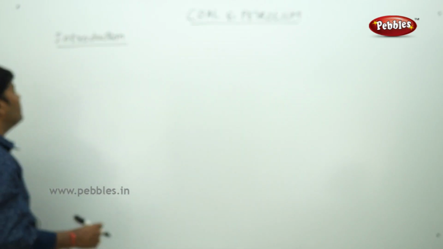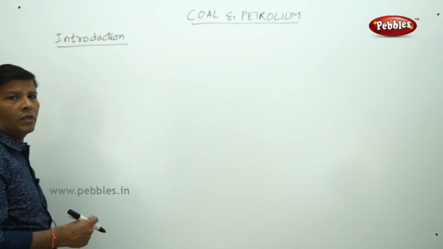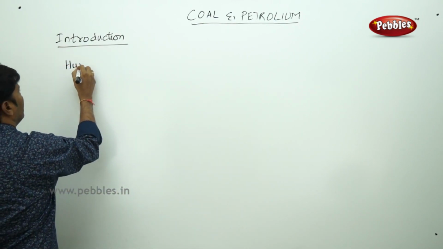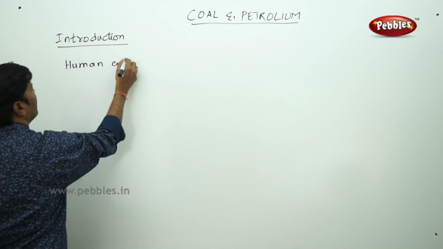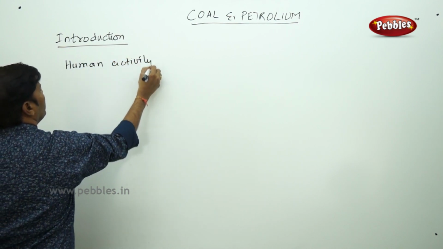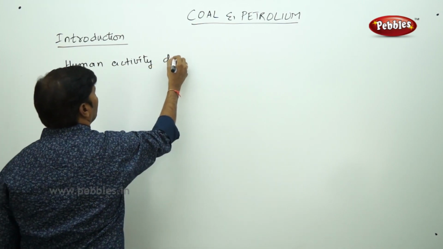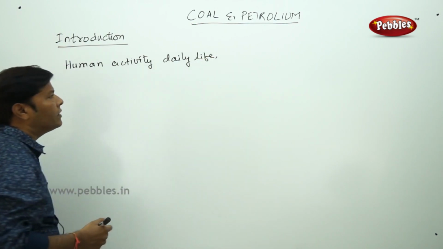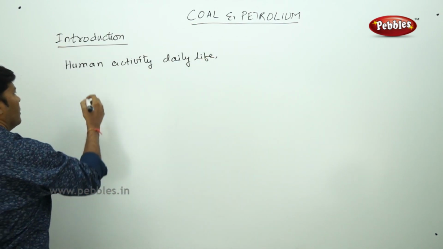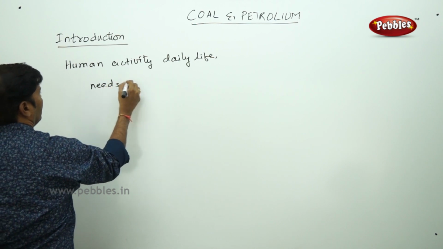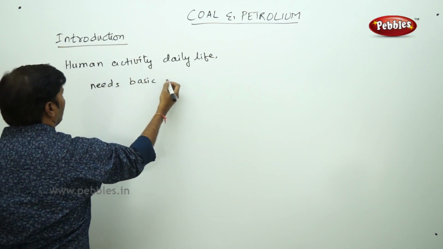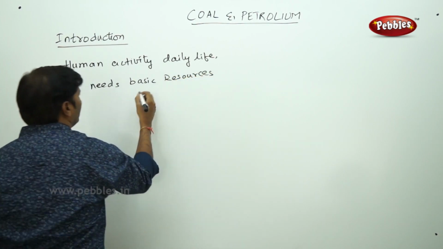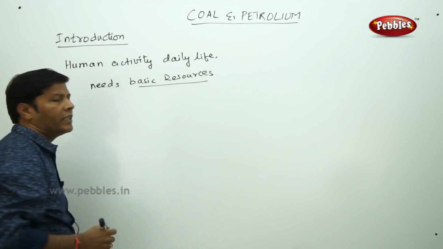So here in the introduction, we as human beings need certain basic needs. If you take human activity in daily life, we need certain basic resources. What are those resources we need to carry out our daily activities?